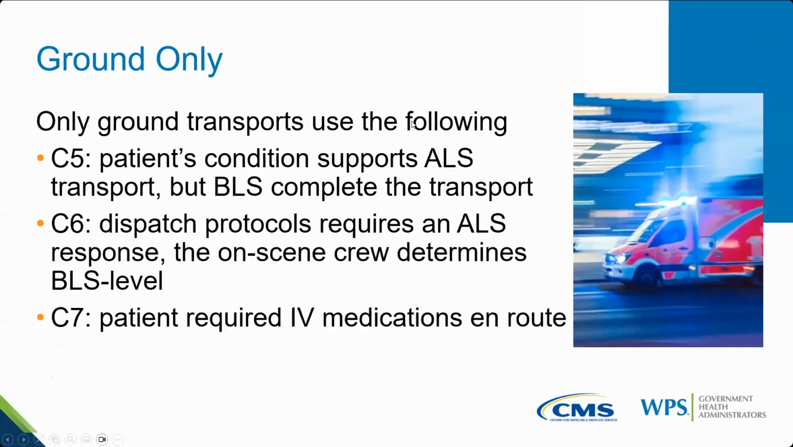On the other hand, there are specific ones that are for ground only. And this is one that we talked about, the C5, where the patient's condition that was reported to dispatch supports the ALS, and the ALS assessment was there, except you did a BLS transport. Why would this occur? The only available person to treat them is an EMT-B. Therefore, you don't have that next level up. So while we may have wanted to have that person and it would have supported the medical necessity to have that higher level, unfortunately, it's not possible today.